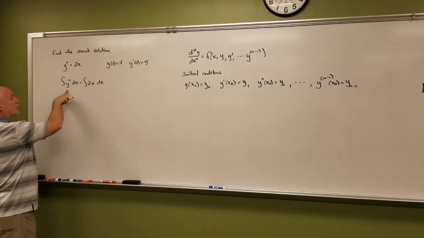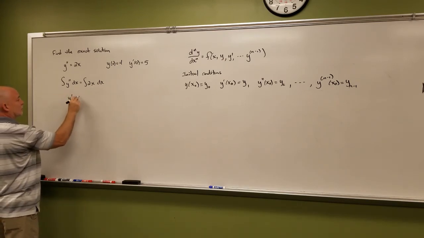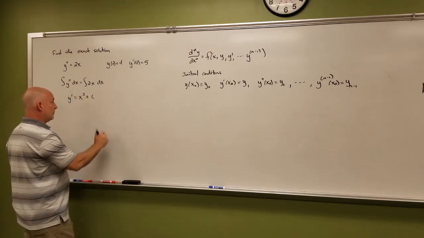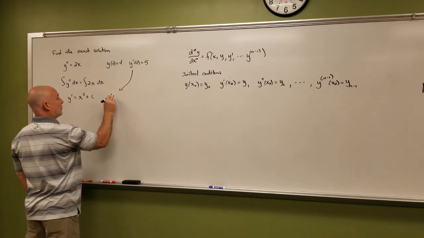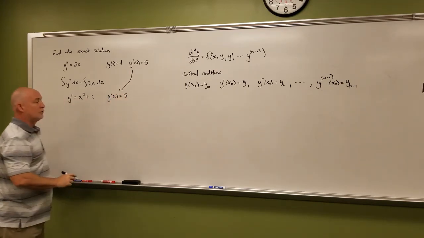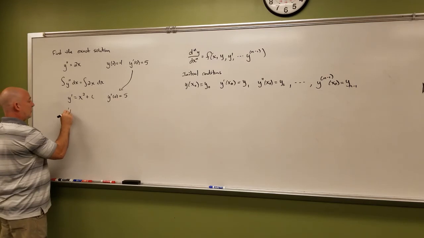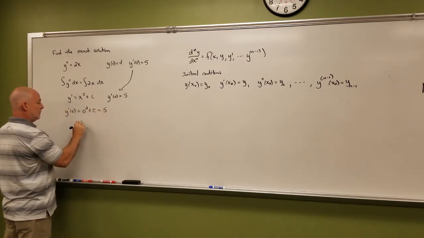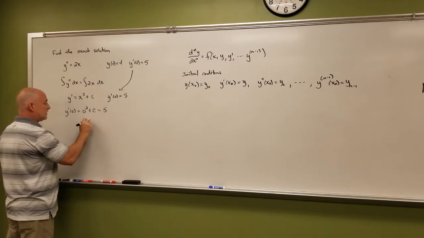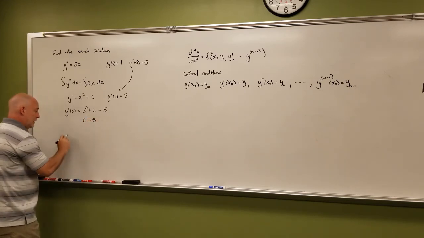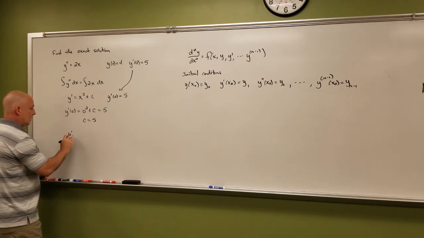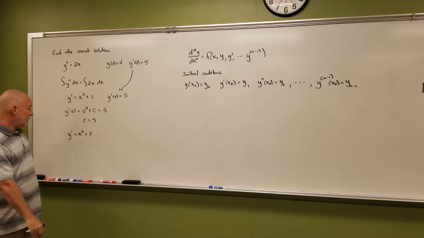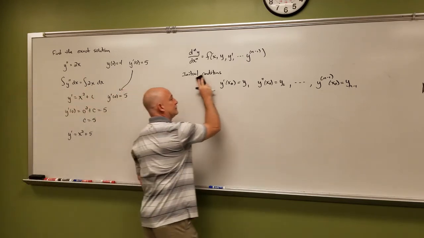Of course, if we integrate the second derivative, you're going to get the first derivative. That's x squared plus c. Now notice, I know something about this, right? I know that y prime at 0 is equal to 5, which means y prime of 0 would be 0 squared plus c has to be equal to 5, which means c has to be 5. So now I know something. I know y prime is equal to x squared plus 5. Now I'd have to integrate again.